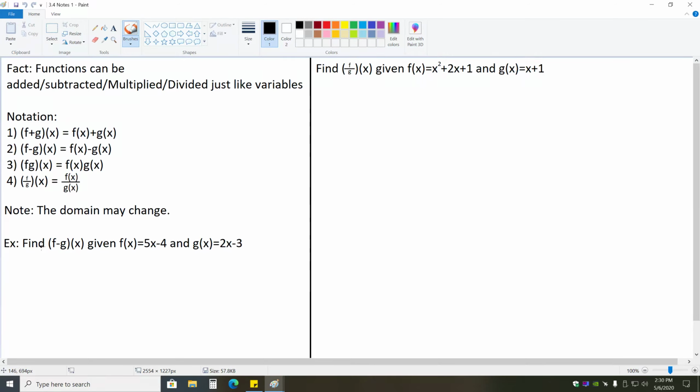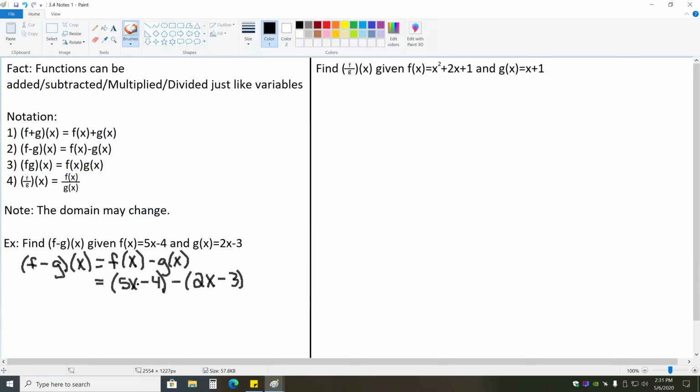So for instance, we have an example where we want to find f minus g of x given f of x equals 5x minus 4 and g of x equals 2x minus 3. So f minus g of x is equal to f of x minus g of x. And we know f of x is 5x minus 4, so we can substitute that into the problem and subtract g of x, which is 2x minus 3.